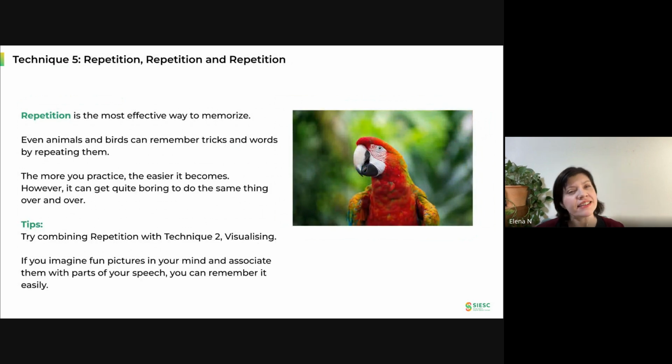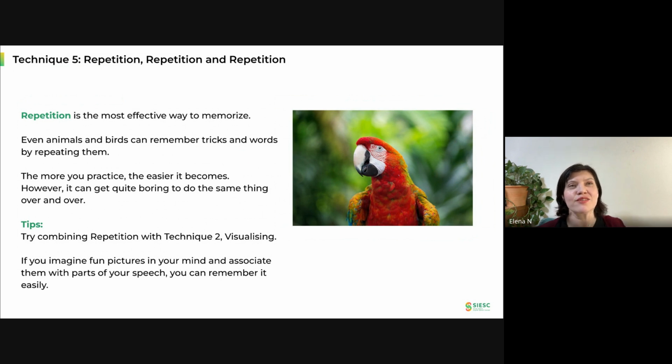And the final technique, or maybe it's not really a technique, but just advice, is repetition. It's maybe the basic one, and it's considered by me to be the most effective way to memorize. Animals and birds can remember tricks and words by repeating them. An example is a parrot. If you say hello to the parrot, then the parrot will answer you hello back because they can remember and mimic your speech. Humans can do that as well, since parrots can.